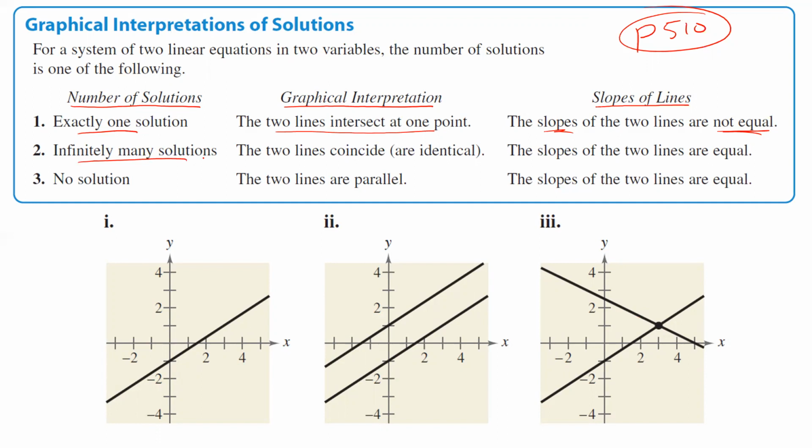Infinitely many solutions means the lines coincide, or they're identical, and the slopes are equal. I would say the slopes are equal and the y-intercept is equal. If you have no solution, they are parallel, the slopes are equal, but the y value is not equal. Again, you don't need to write this down, but put page 510, just so you have it with you on those.